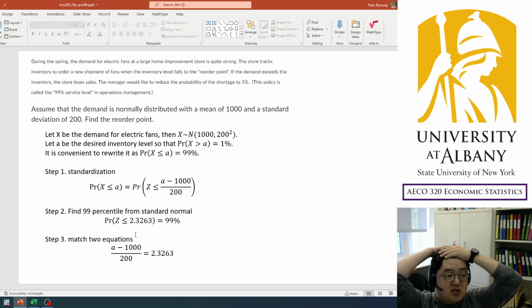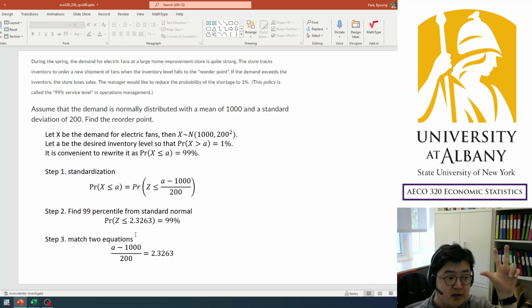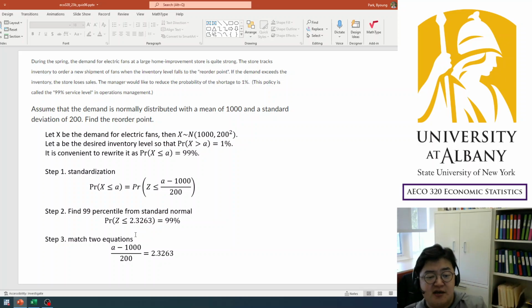Okay, so this chapter was pretty straightforward, mechanical: standardize, use Excel, right? And make sure you get a cumulative probability. These 3 steps are the key, and we are going to use these techniques in the following chapters. So you need enough exercise in this chapter.